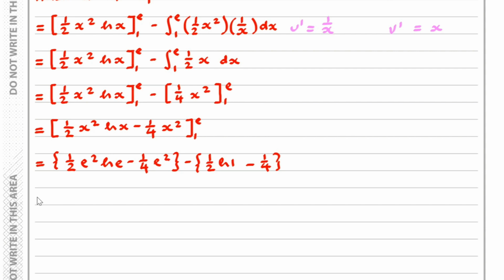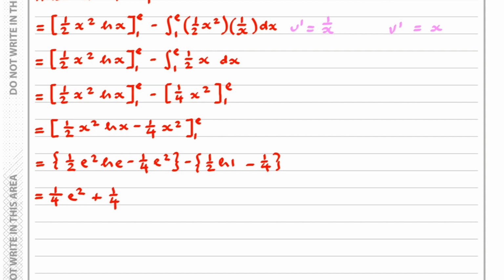And if I work all of this out, it turns out we get 1/4 e squared, and here natural log of e is 1. So I've got a half, so that's where the quarter comes from. And then I add on to this 1/4.